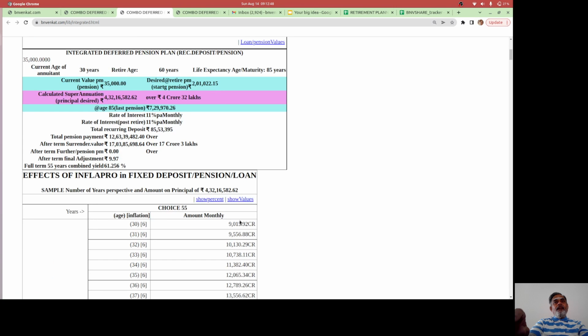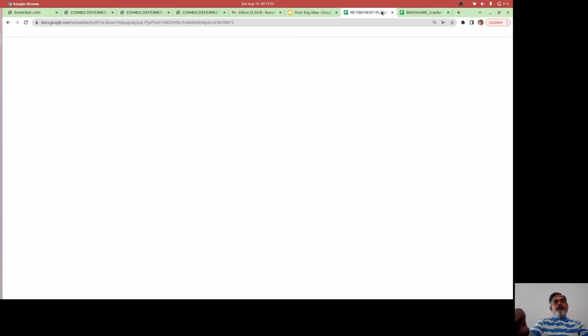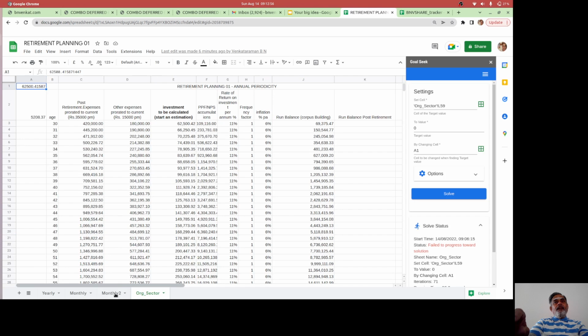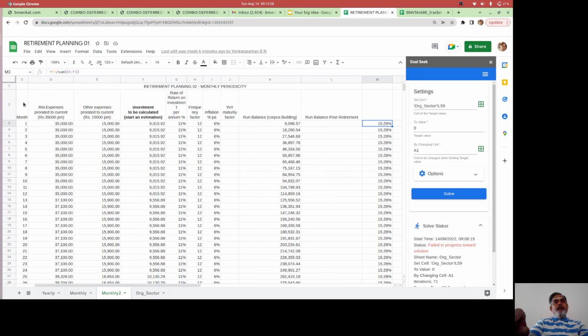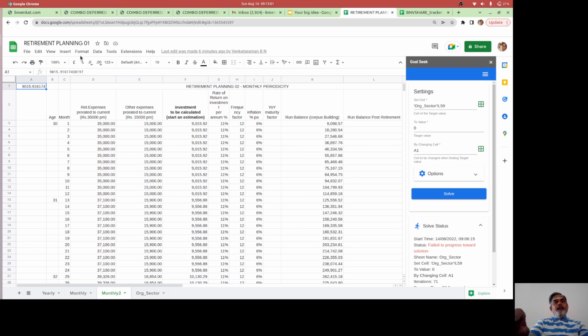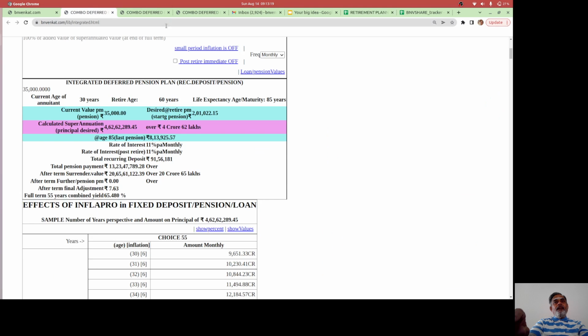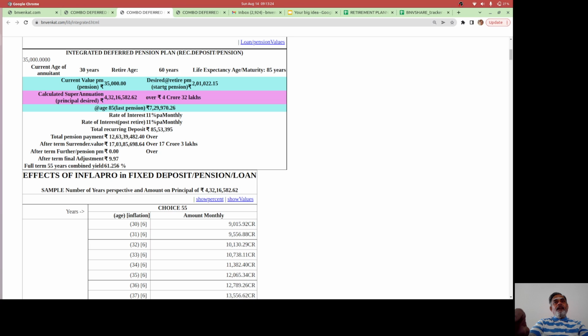This works out to be 9,015.92, the exact figure you have seen in our retirement calculation. Similarly, in the monthly case also, in the first set, it is 9,651.33, and in the combo also we come across the same figure. In our calculation also we got the same figure.